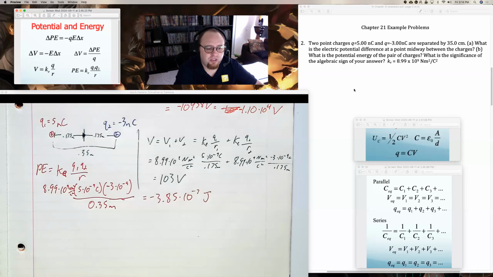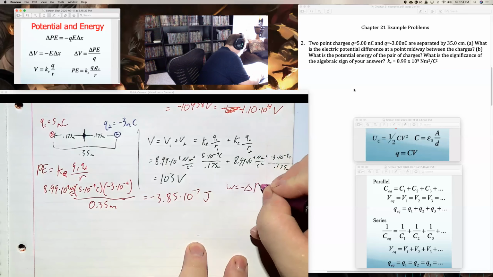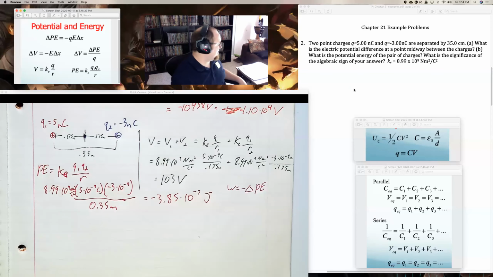If I asked for the work to do it, work would be the negative change in potential energy. Work is negative change in potential energy, right? So I could say if these came in from infinity, how much work would it take to do it? But that doesn't even really make sense either. But if I did, you'd get that it would take negative 3.85, because it's final minus initial.